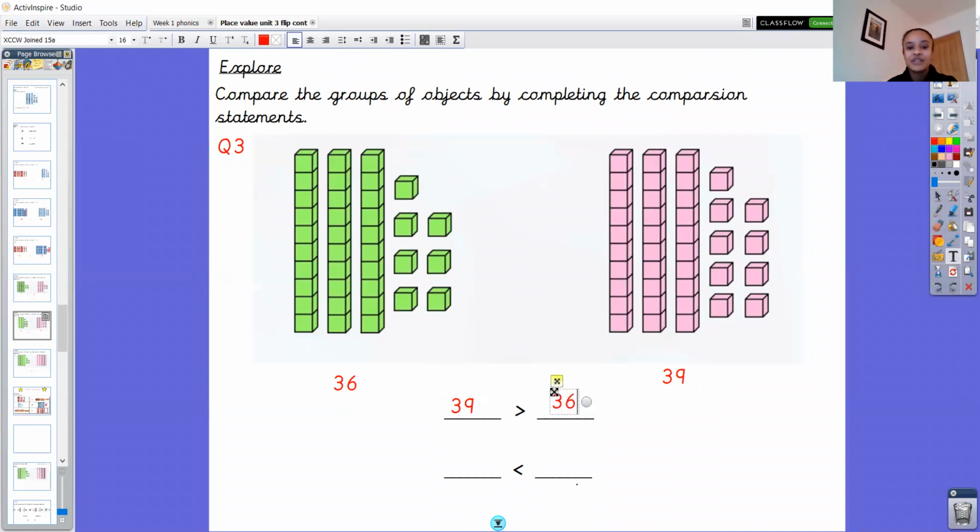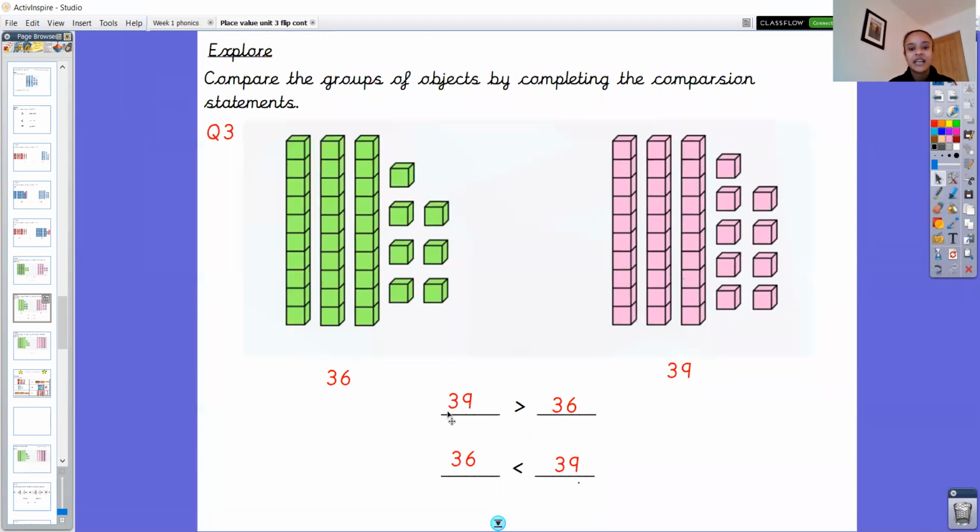Remember, we don't want to just do them in the order you can see, because we need to make the comparison statement make sense. And then for something is less than something, well, what we're going to do with those numbers here, is swap them around. So we've got 36 is less than 39. Brilliant. Can you say both of those comparison statements with me, ready? 39 is more than 36. 36 is less than 39.